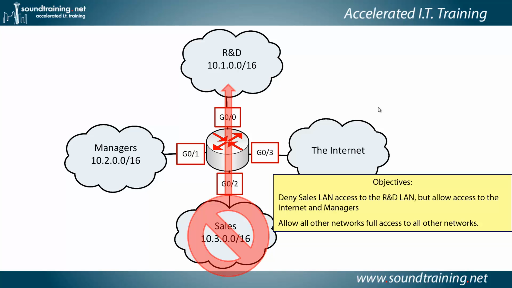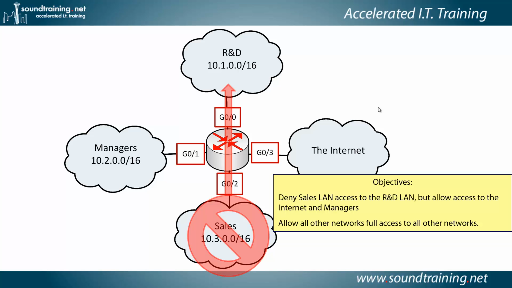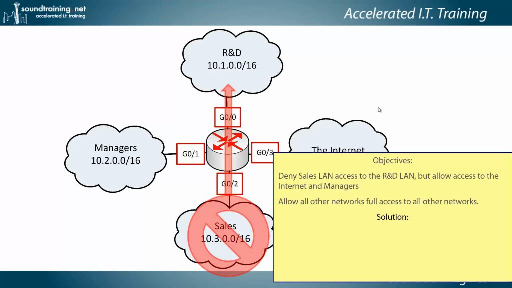First of all, remember that we're dealing with standard access control lists, and a standard access control list filters based on what? Remember, it's only the source IP address. So all we can look at is where's the traffic coming from. So that would say that we need to do something with the sales LAN, right? So let's start by creating an access control list that blocks access from the sales LAN.